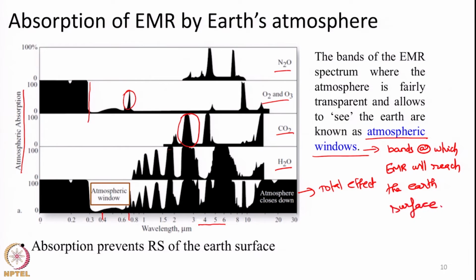In atmospheric absorption bands, EMR will be stopped in the atmosphere itself. In atmospheric windows, EMR will be allowed to reach the earth's surface by the atmosphere. Hence, if we want to do remote sensing of earth's surface, then essentially we should design sensors which should be able to sense the energy in these atmospheric windows. We cannot put sensors in the atmospheric absorption bands if we want to see the earth's surface.